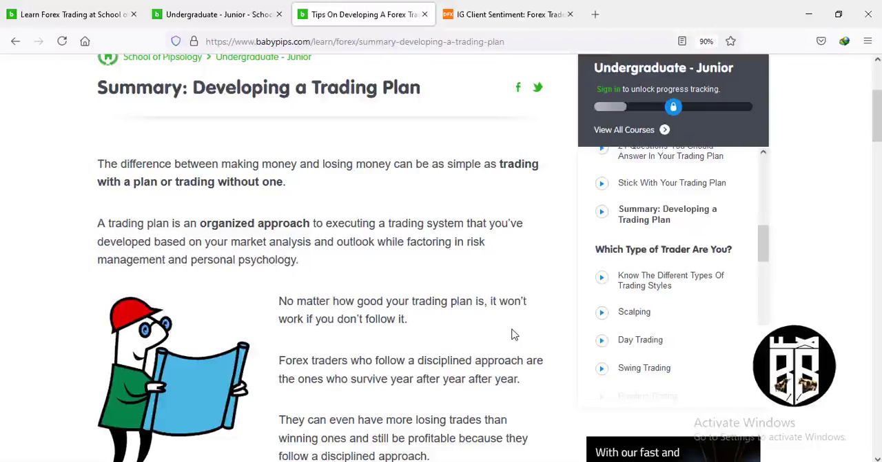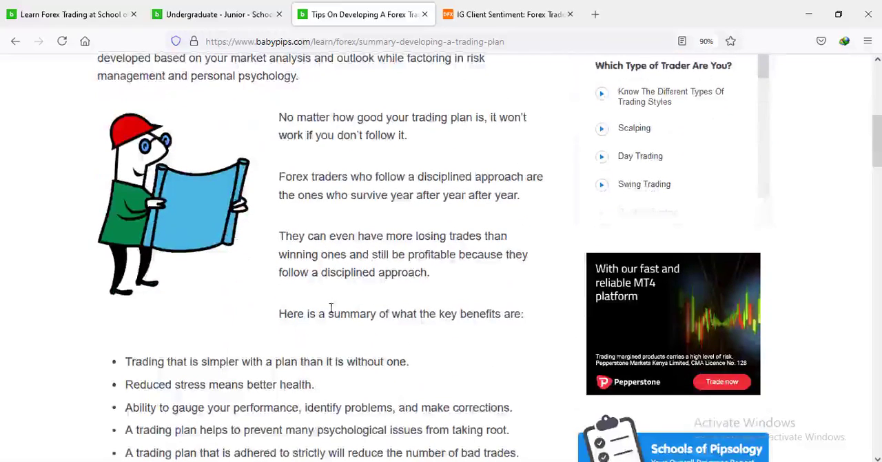Now, next lesson, we're going to talk about which type of trader you are. So here we're going to learn about scalping, day trading, swing trading, position trading, and the like.